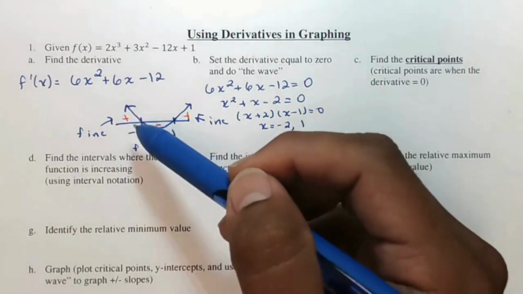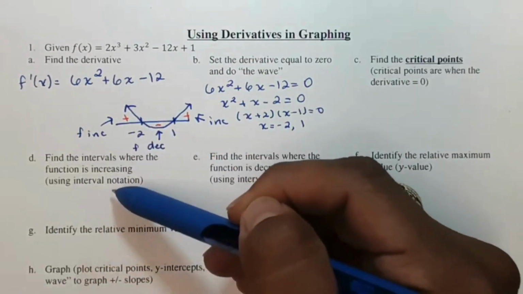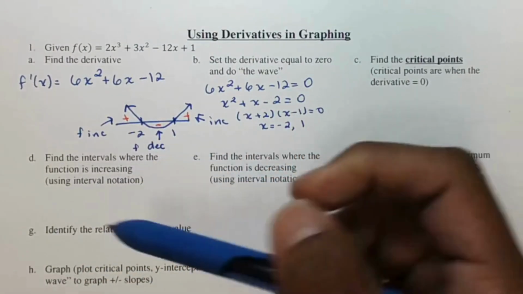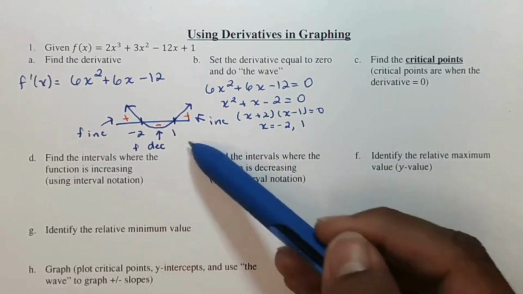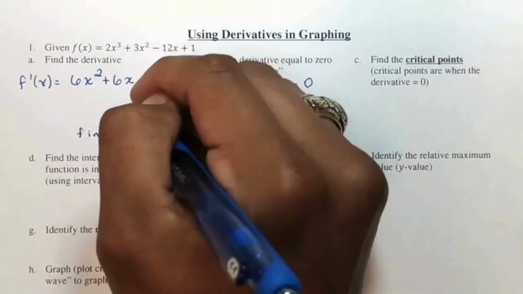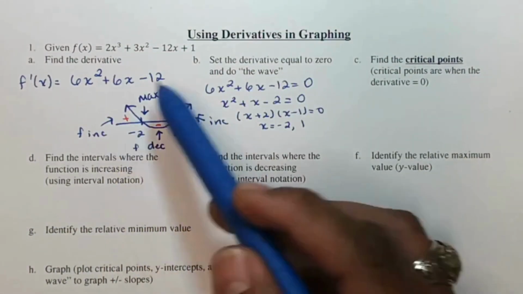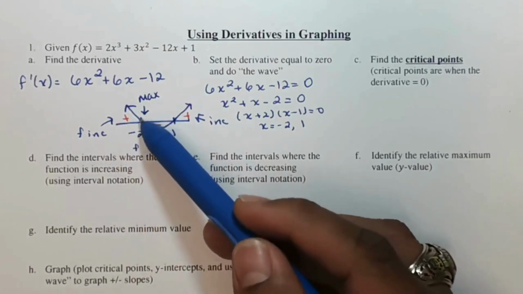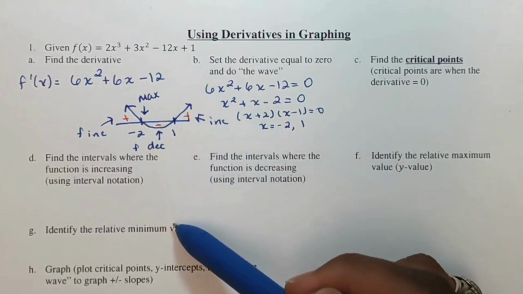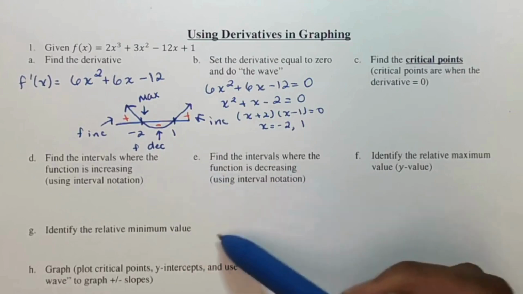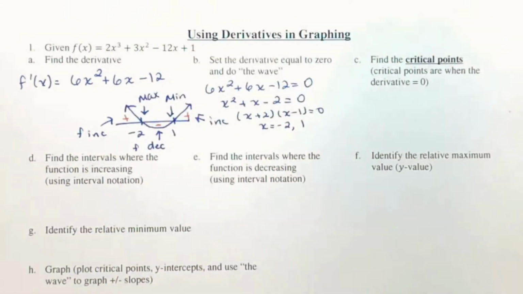What's really cool about doing the wave for the derivative is that if we know that a function is increasing and then it starts decreasing, think about what that looks like. It's increasing, stops, and then decreases. That creates kind of an upside down parabola, and upside down parabolas have a maximum point. So if the derivative wave goes from positive to negative, then we have a maximum value. If our function is decreasing and then it starts increasing, it looks like a U-shaped parabola. So that means we have a minimum value at that point.